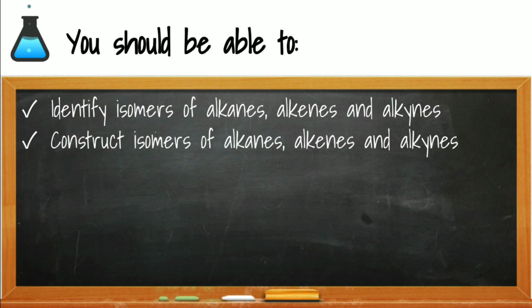So by now you should be able to identify isomers of alkanes, alkenes, and alkynes, and construct the isomers of alkanes, alkenes, alkynes. This concludes lesson number 64.